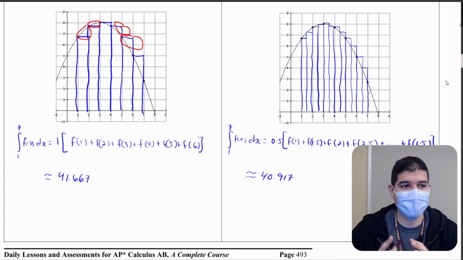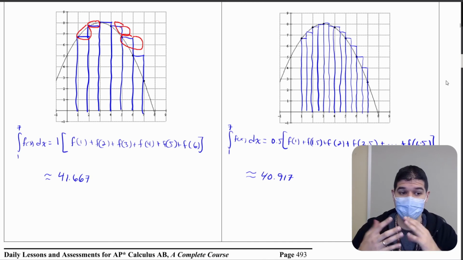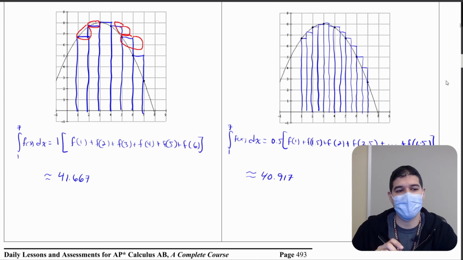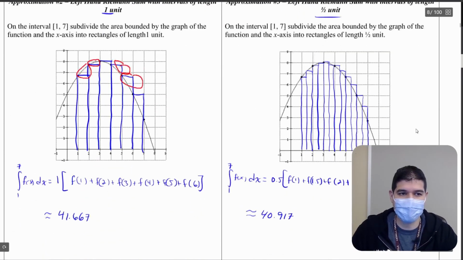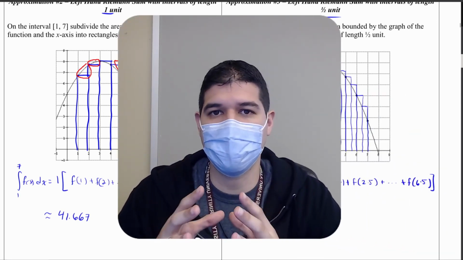All right, so those are going to be the two values that we have. And what you might be wondering is, okay, which one is actually closer to the exact area? And hopefully you've concluded that the one with the smaller intervals of the bases, the 0.5 one here on the right, is going to have the more accurate solution. So we started with 42.667, we went to 41.667, but the correct answer is actually closer to 40.917 here. So that's going to conclude this video on left-hand Riemann sums.